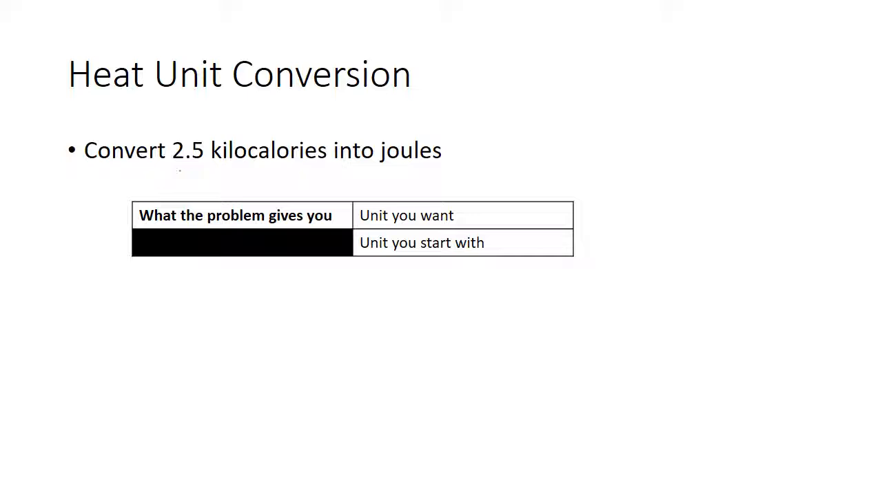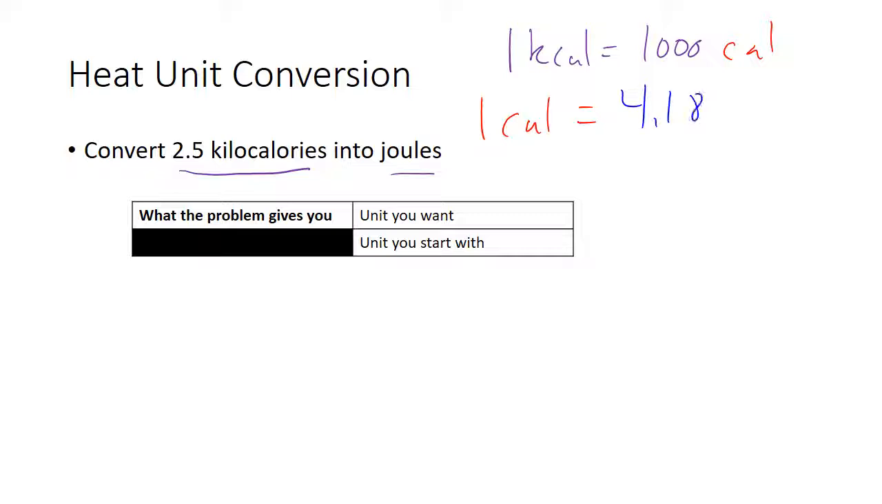So here, we want to go from 2.5 kilocalories to joules. Now, I don't know that direct conversion. What I do know is that 1 kilocalorie is equal to 1,000 calories, and that 1 calorie is equal to 4.184 joules. So we can go from kilocalories to calories and then calories to joules. It's a two-step process, but we still use the same format.